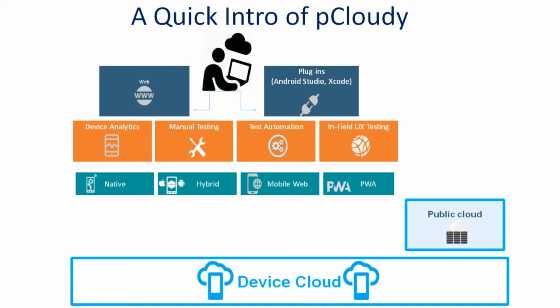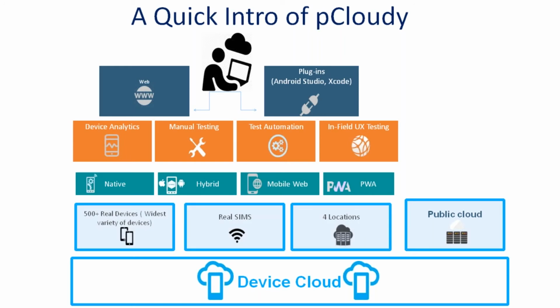Let's see what all offerings we have. We have three primary offerings at pCloudy. The first one is very obvious, the public cloud. In the public cloud offering, we have 500 plus real devices, the widest variety of devices available on this cloud. You can use any of those devices which has a real operating SIM. So you can test your applications on cellular networks, or you can also test your applications on mobile Wi-Fi networks. We have 4 different locations across the globe where we have our data centers located. So we have our data centers in India, USA, Australia, and Philippines.